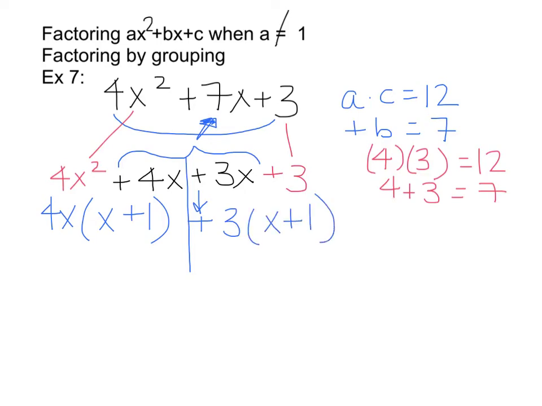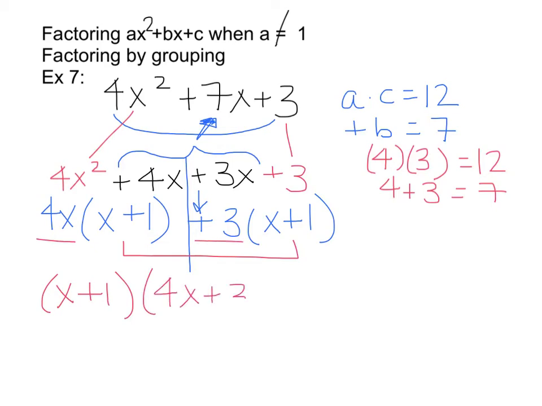Now if you're factoring by grouping and those two parentheses are not the same thing, you've done something wrong. Since they both have x plus 1 in common, we are going to factor out an x plus 1, which is going to leave me with 4x plus 3 in my other parentheses. And that's how you factor 4x squared plus 7x plus 3.